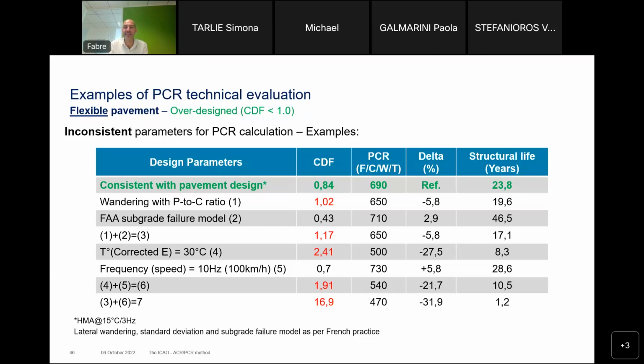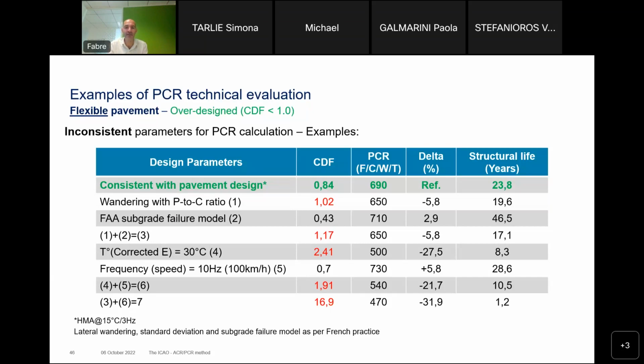So this is exactly the adverse effect compared to a higher temperature. The CDF is lower than the original one, and the PCR is higher, and the expected structural life is also higher, almost 30 years, or almost 10 years more than the initial calculation.